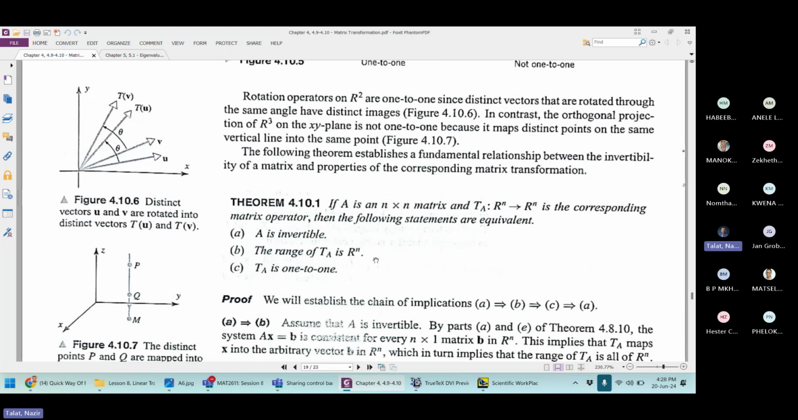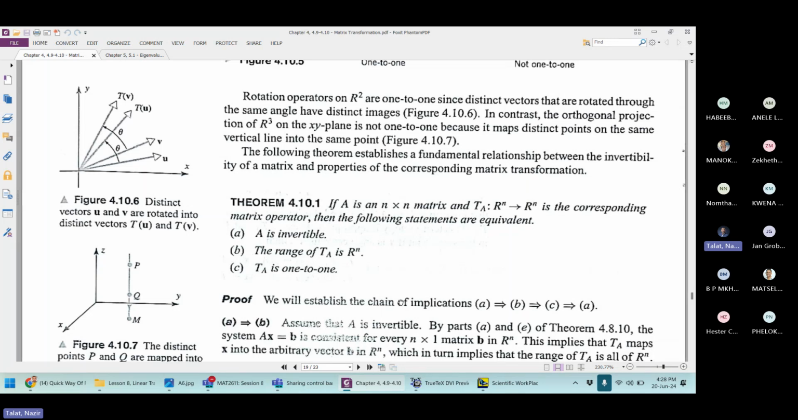Like if A is an n cross n matrix, and T is a matrix operator from Rn to Rm, then the following are equivalent. If A is an invertible matrix, invertible meaning A inverse exists, then the range of TA is Rn. It means the range of A is covering the whole vector space Rn, equal to the codomain of TA.